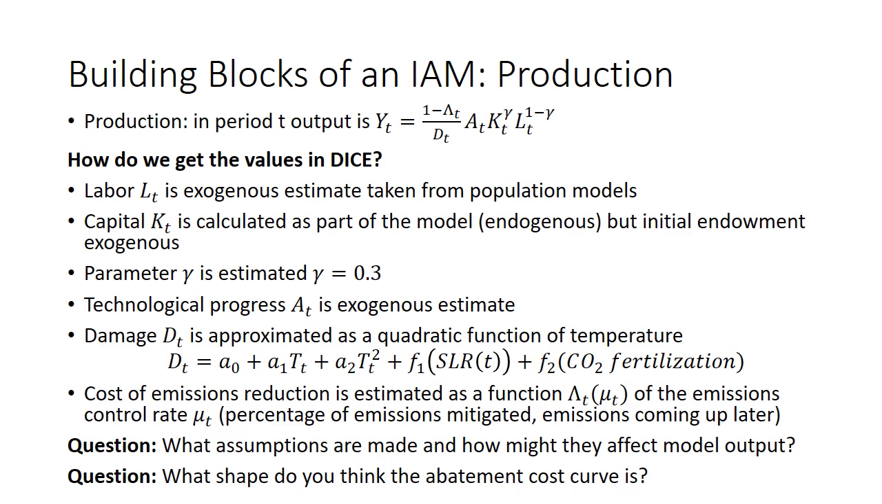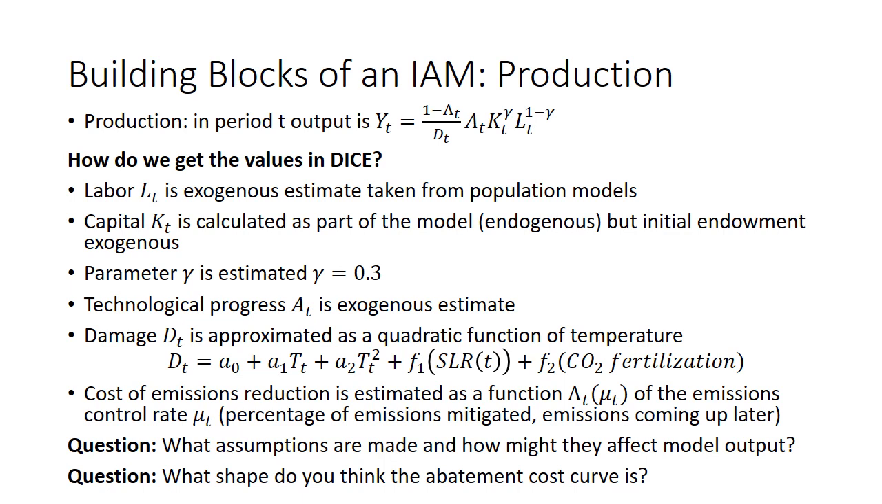Damage is approximated as a quadratic function of temperature. So Dt is this equation here. A0 is our intercept for damages, plus A1 is the coefficient on linear temperature, temperature in period T, plus A2 times temperature squared, plus a function of sea level rise, plus a function of CO2 fertilization.